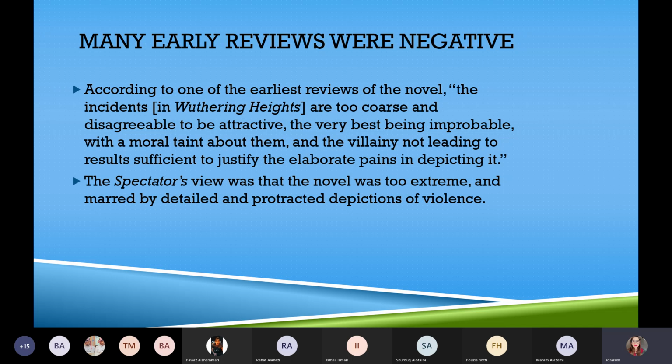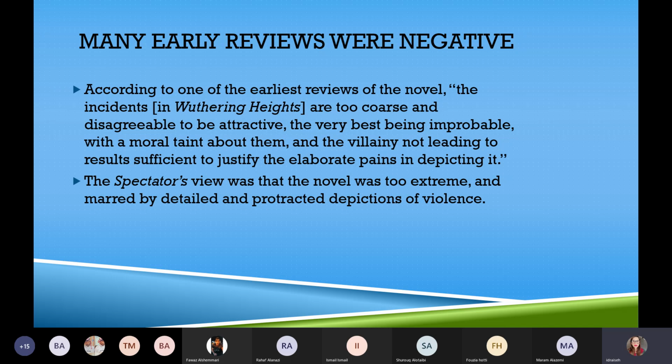was pretty natural given that this novel does not follow the structure of a realist novel. Like I said last time, it's a hybrid novel, and it has a lot of other genres that participate in the making of this novel, and so it was met by contested reviews. Some of them thought it wasn't interesting and original, but a lot of the early ones were really negative. Some of them said that the novel was too coarse and disagreeable to be attractive.